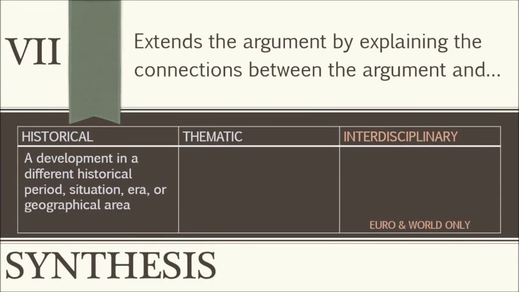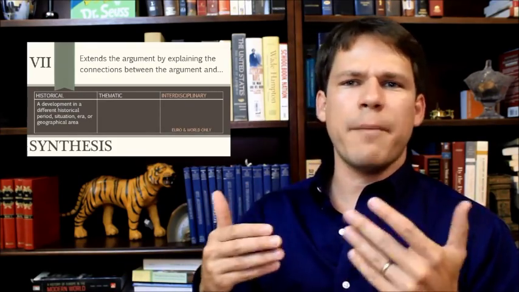So first of all, there's historical: a development in a different historical period, situation, era, or geographical area. And here's where you employ the thinking skill of comparison, where you're taking what you're talking about and thinking, this is kind of like this, all right? So for example, and I've got some stuff on my website for this as well, that I'll try to link here through a card or something, you think, okay, this free soil movement to try to keep slavery in the South is really a lot like the policy of containment during the Cold War, where the U.S. government tried to keep communism from gaining influence in other places.